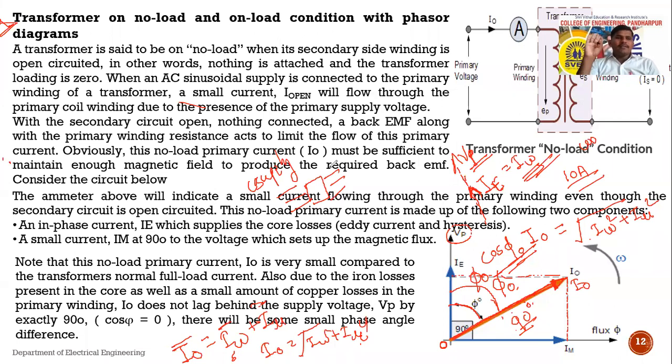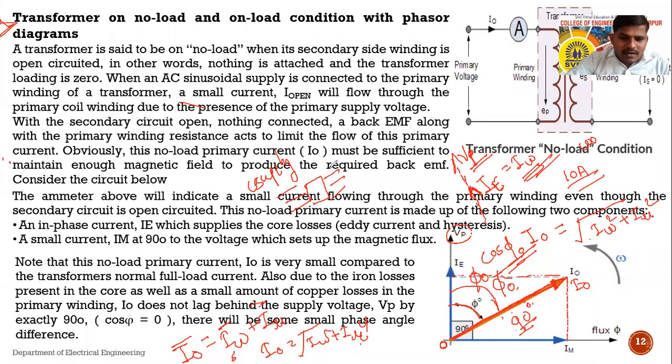So this is the importance of understanding the transformer on no load condition and its phasor diagram. It is very important. And if we want to find out the value of current at no load condition, that is I0, or the value of the working component and magnetizing component, then this equation is useful.